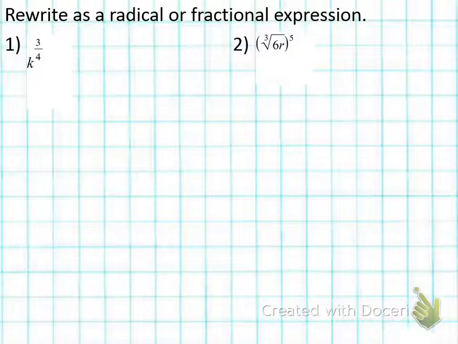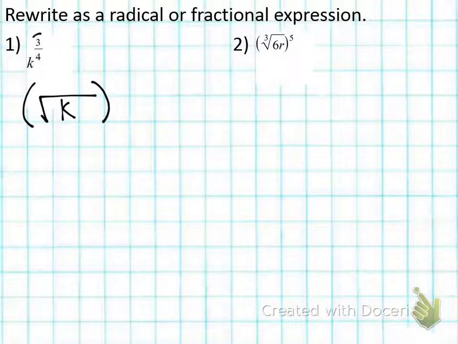So I'm going to write a new problem. I'm going to put k in there, and put a square root sign over it. Then we're going to put a couple of parentheses around the whole thing. The number on the top, the 3, goes on the outside. It stays as the exponent on the outside. And then the 4 becomes our index. And that's it.